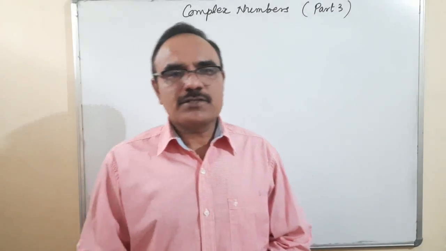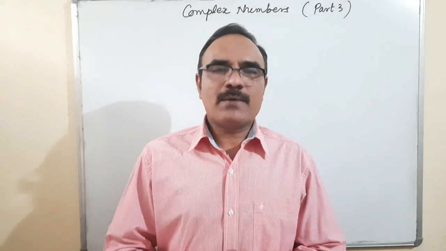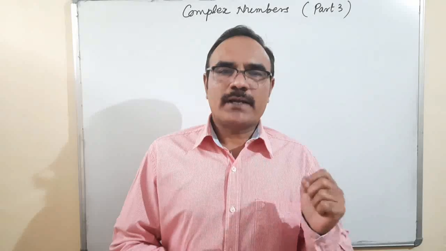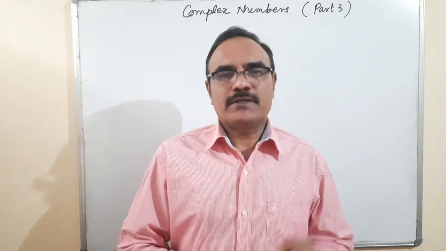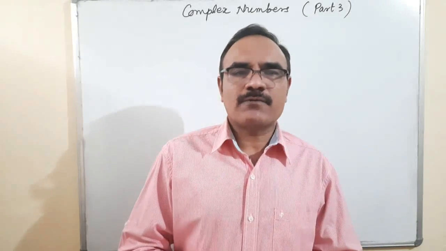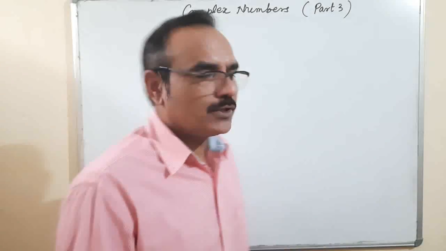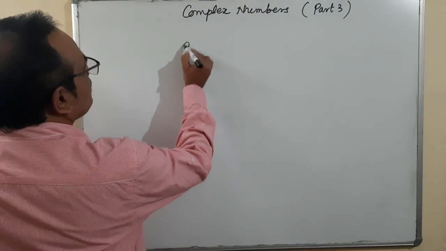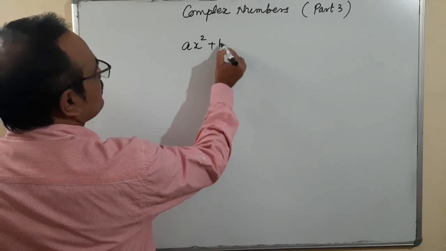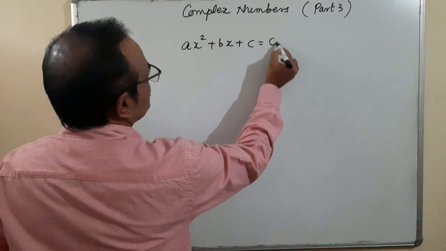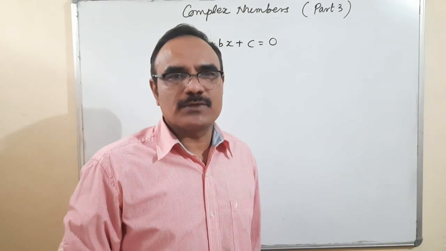Hello. In continuation with complex numbers, today I am starting quadratic equations. Let me recall the quadratic equation from class 10th. The general quadratic equation is ax square plus bx plus c is equal to 0. I think you have remembered it.